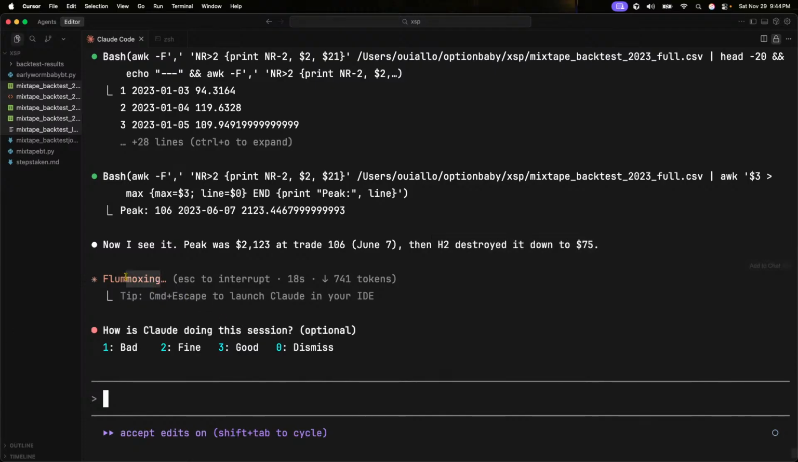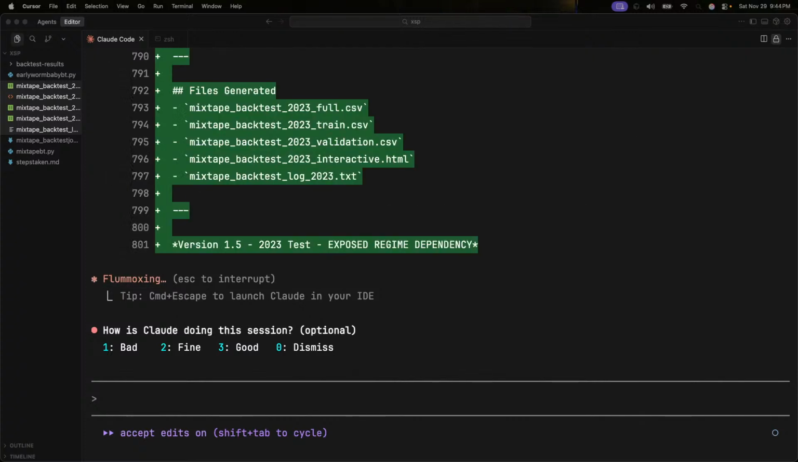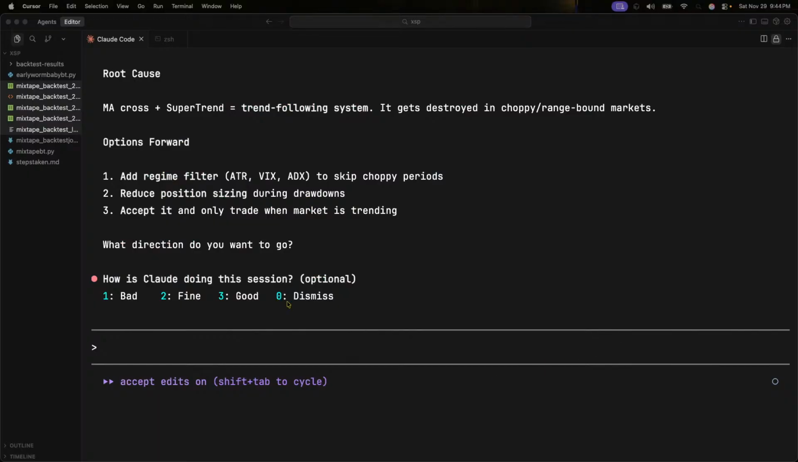Flummoxing. Flummoxing. Interesting. Let me go look up this word and see what flummoxing means. Flummoxing: perplexed, greatly bewildered. You're perplexed, you're bewildered, you're confused. Flummoxed. Oh, my fault. I'm tripping.